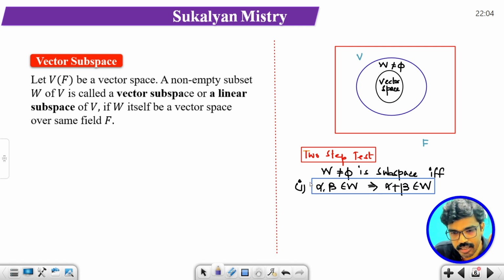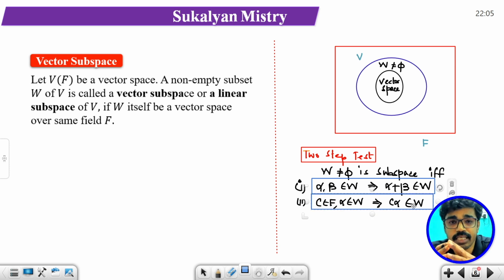The next property, number two: suppose c belongs to F, we consider an element from the field, and alpha belongs to W implies that c alpha belongs to W. If these two conditions are satisfied, then we say that W is a subspace of V. This test is known as the two step test. It is solved in two steps: we consider two elements alpha, beta, and if alpha plus beta belongs to W, that is the first condition. For the second condition, we consider an element c from the field and alpha from W. If c alpha belongs to W, then W is a subspace of V.